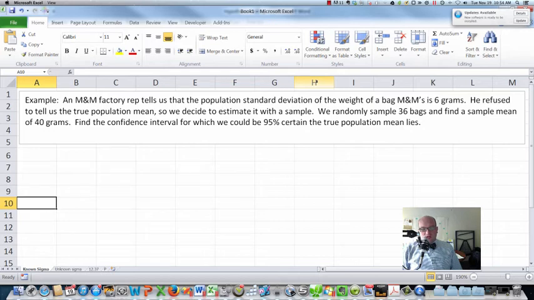Hey class, let's work on a couple of these examples that were in our notes. Let's do them one more time, just in case you need to see them again, on how to build confidence intervals.